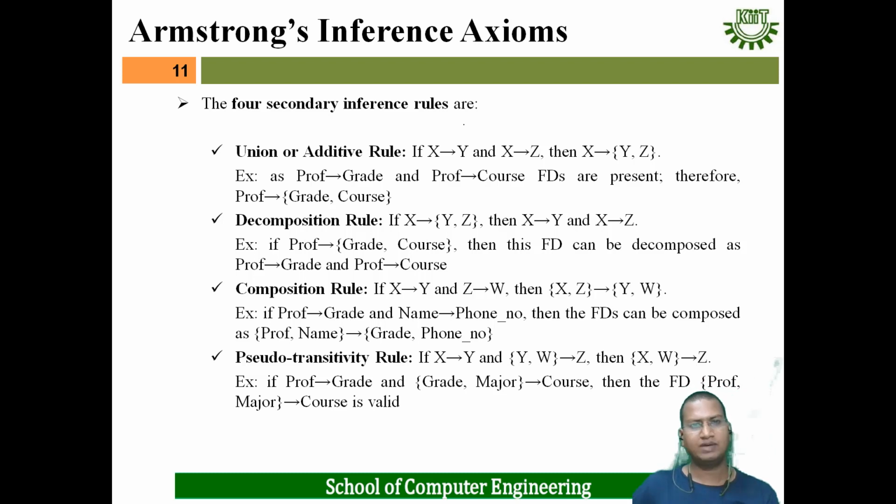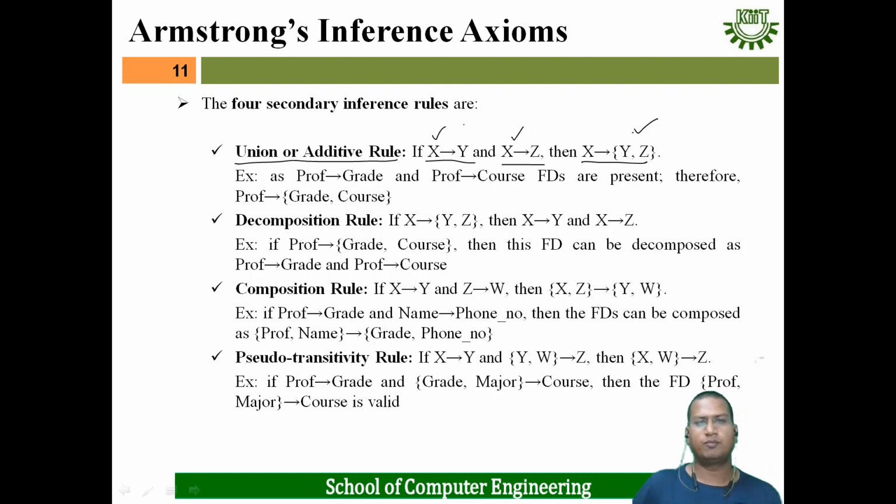First one is your union or additive rule. What does the union or additive rule say? If X is determining Y and X is determining Z, then we can say X is determining YZ. If the LHS part is the same and the RHS part is different in two functional dependencies, then we can combine the RHS part. X functionally determines YZ. We can say like that. This is your union or additive rule.